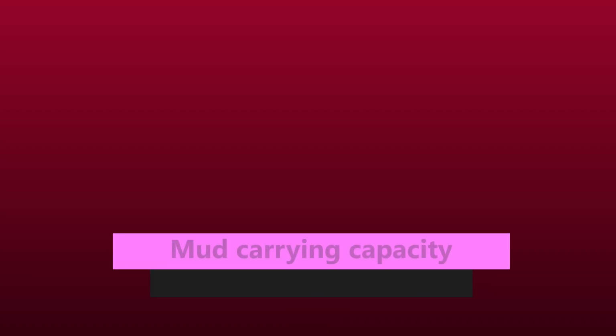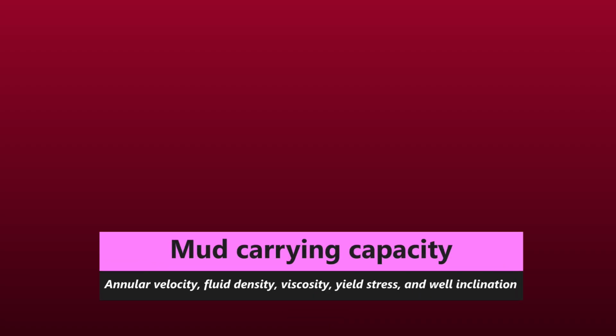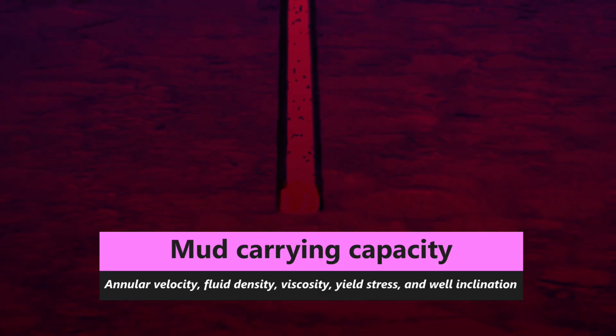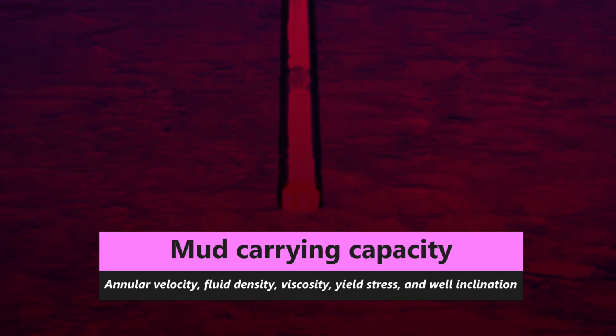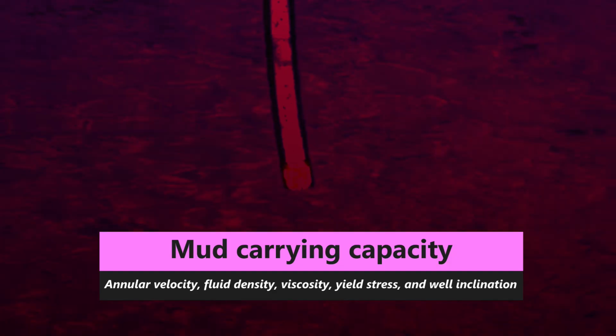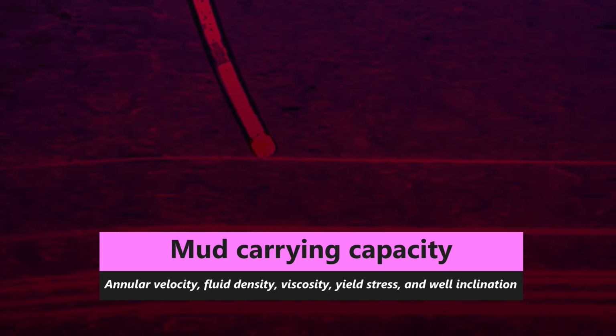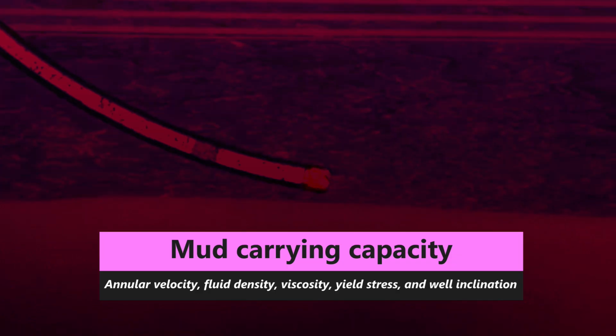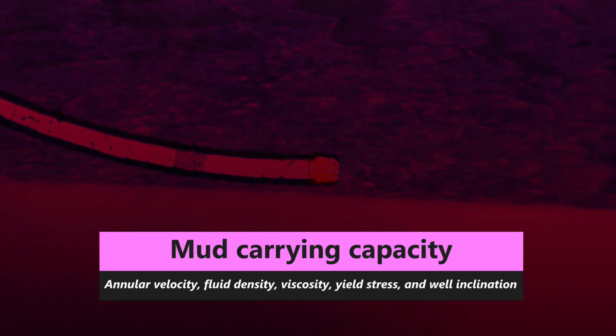Closely related to bit hydraulics is mud carrying capacity. Once cuttings are generated, they must be transported efficiently to the surface. Carrying capacity depends on annular velocity, fluid density, viscosity, yield stress, and well inclination. Adequate annular velocity ensures that the cuttings remain suspended and do not settle. In vertical wells, turbulent flow may enhance cleaning, while in highly deviated or horizontal wells, sufficient yield stress and proper rheology become more critical. Poor carrying capacity can lead to cuttings accumulation, stuck pipe, and costly non-productive time.